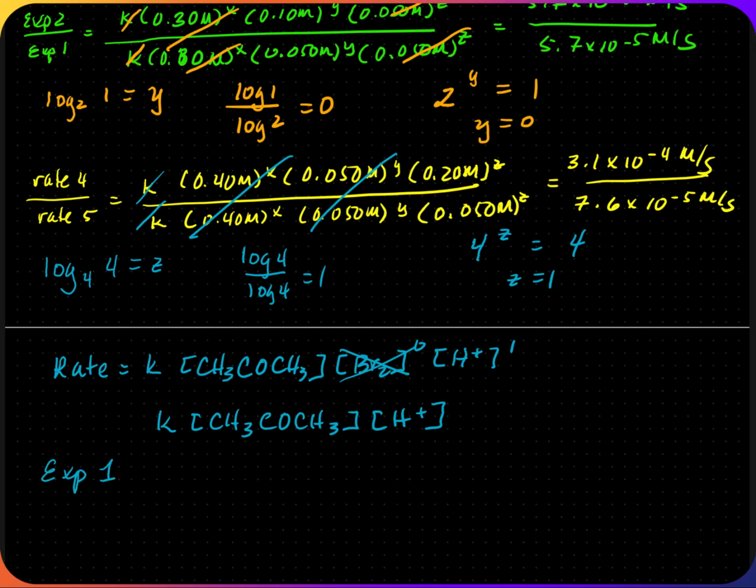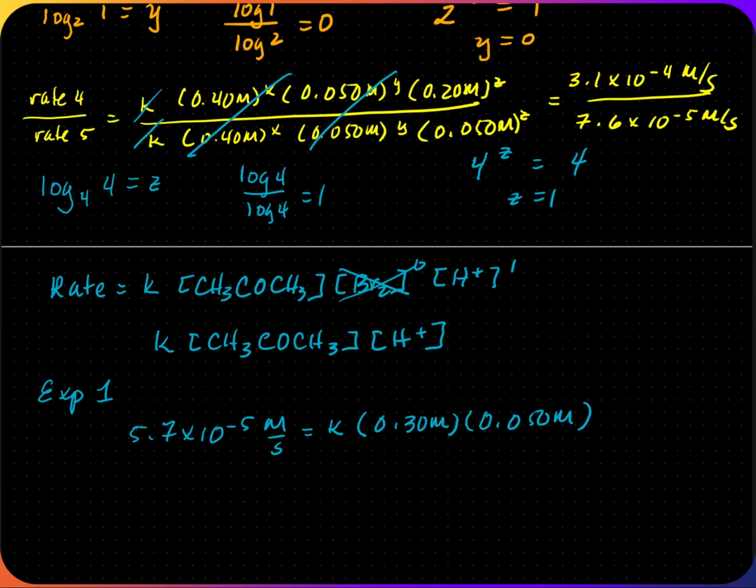So I'm going to be using experiment 1. And so this is going to be rate, which is 5.7 times 10 to the negative fifth molar per second, equals K, which is 0.30 molar times 0.050 molar, all to the order of 1. Rearranging, solving for K, you get 0.0038 with 2 sig figs because there's 2 here, there's 2 here, 2 here. The zeros that follow the significant digits are significant because there's a significant digit and a decimal in front.